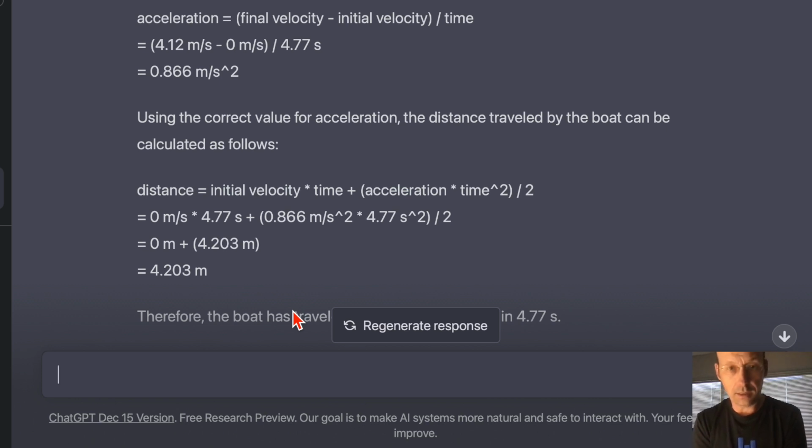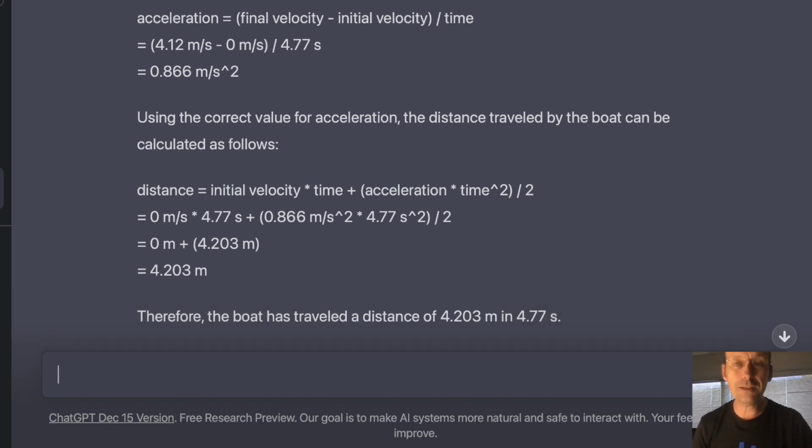Let's just do it exactly as it has it. So parentheses 0.866 times 4.77. See, I think it's not squaring it. I'm not going to square it because that's what it did. Divided by 2. I get 2.06. That's just weird. Okay, let's see. This answer is wrong. It's just a bad calculator from what I'm seeing so far.